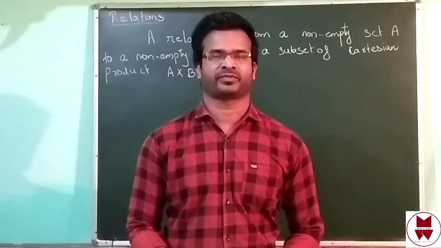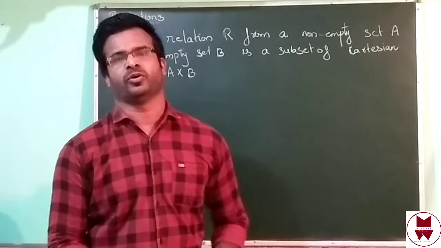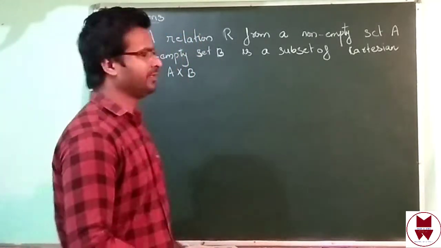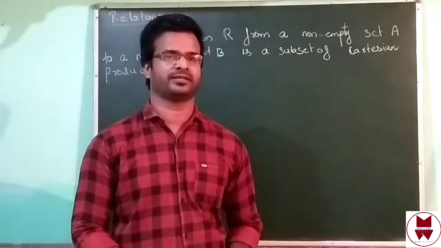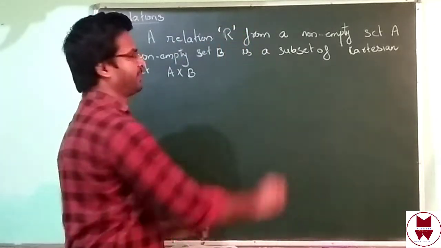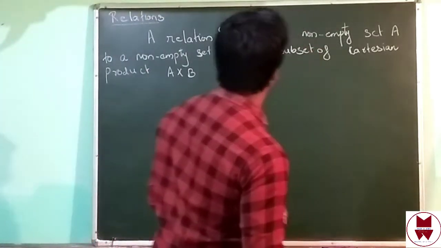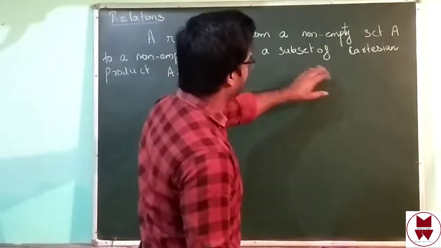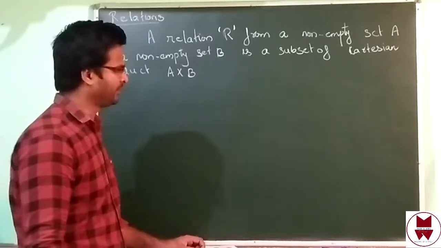Hi students, today we can start the introduction of exercise 2.2 and all the questions from exercise 2.2. First, in this exercise we are going to study relations. What is a relation? We represent a relation by capital letter R. A relation R from a non-empty set A to a non-empty set B is a subset of the Cartesian product A cross B. Cartesian product was already studied, isn't it?